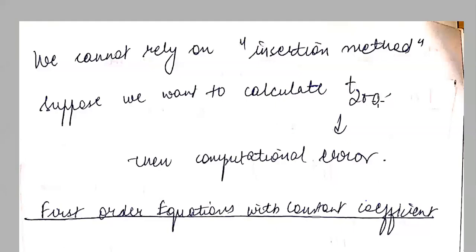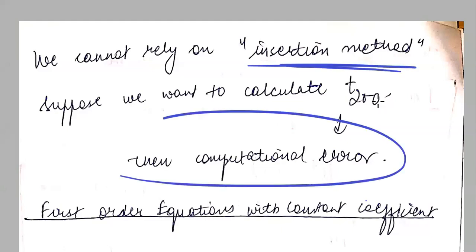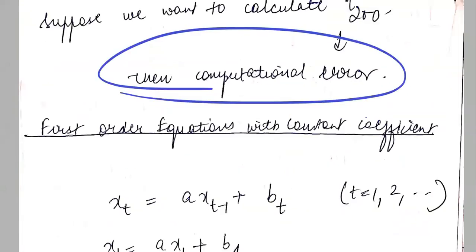But one thing is clear for sure, that I cannot rely on the insertion method, because there are chances that I might incur computational error. So what we can do is something very interesting. We are going to observe the pattern. I am going to find x1, x2, x3, and then see what pattern they follow, and then I am going to write down the value of xt. So let's see how that is done.